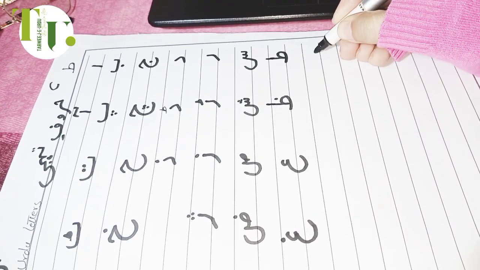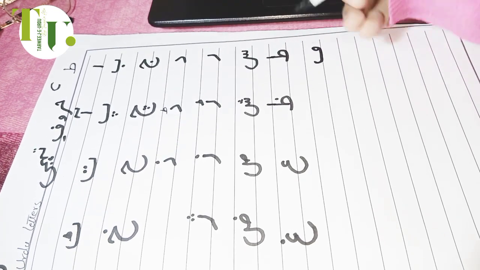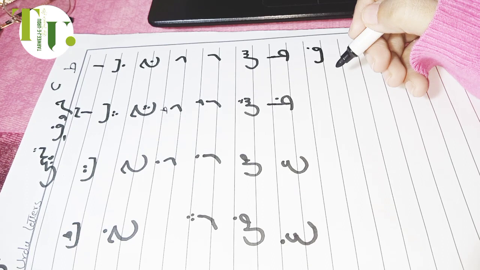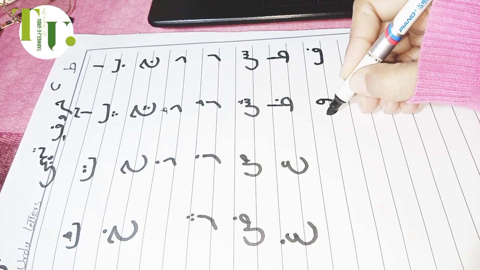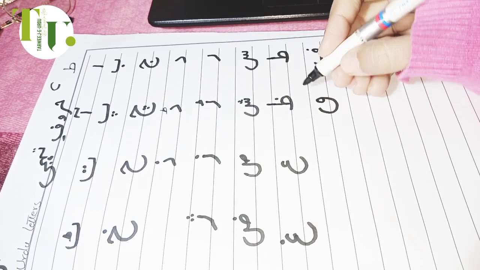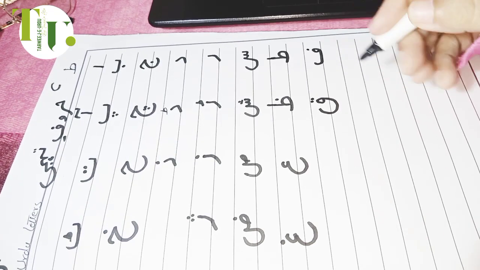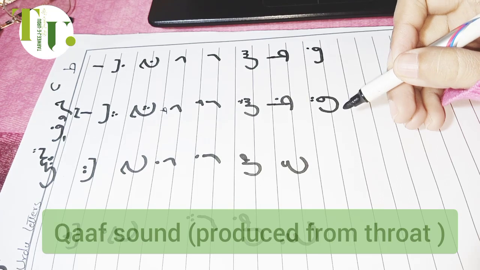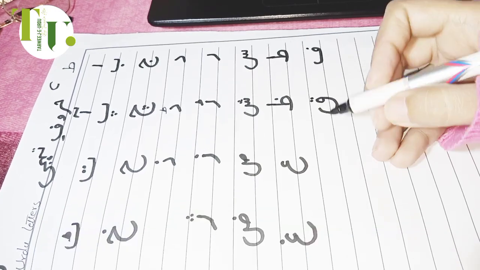Next we have fe. The shape is just like a bay shape. Fe with one dot at the top of the shape. The sound is fe, fe. Then we have qaf. Qaf shape is different, just like a U in English. And qaf has two dots at the top of the shape. Fe, qaf. It's a heavy sound. Qaf comes at the, you can say, at the middle of the throat. Fe, qaf.